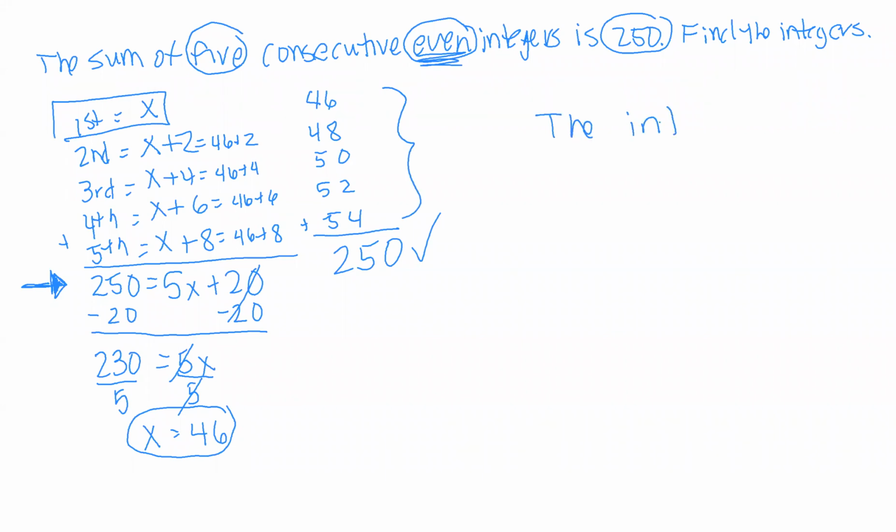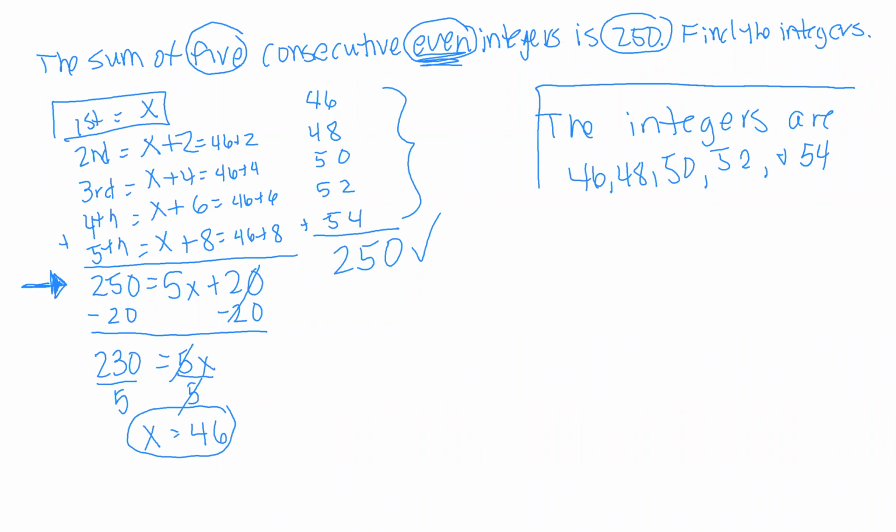You'd say something very simple like the integers are 46, 48, 50, 52, and 54. Again, don't ever assume that your reader is a mathematician. Always pretend you're doing a presentation for non-math people and write that answer out so it's clear for everyone. Okay?